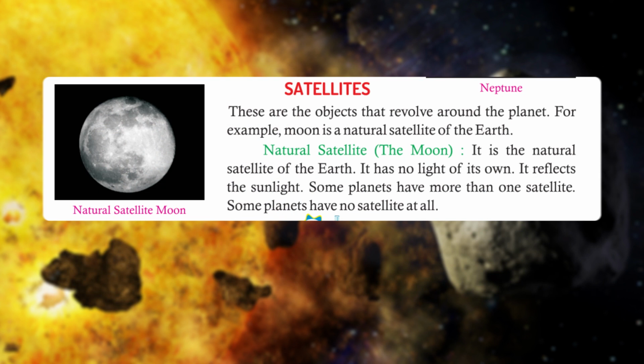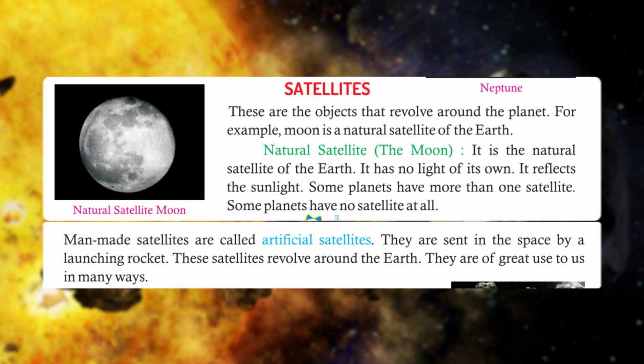Satellites. These are the objects that revolve around the planet. For example, the Moon is a natural satellite of the Earth. It has no light of its own. It reflects the sunlight. Some planets have more than one satellite. Some planets have no satellite at all.